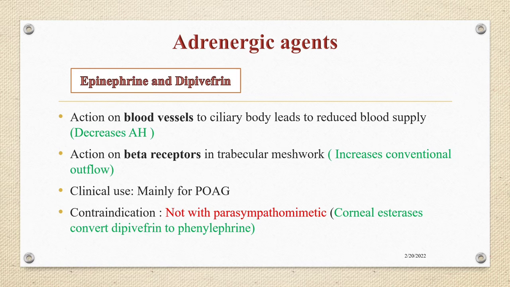So in the clinical basis, if the beta receptor action by epinephrine may not be useful unless it is primary open angle glaucoma. Contraindications include that we should not give it with parasympathomimetic drugs. Parasympathomimetic drugs inhibit the acetylcholine esterases, which are related to the corneal esterases important in the transformation of dipivefrine into phenylephrine. So these drugs will inhibit these corneal esterases and inhibit the function of dipivefrine.